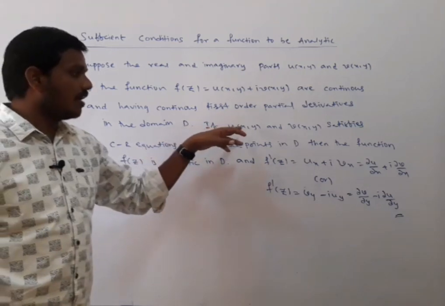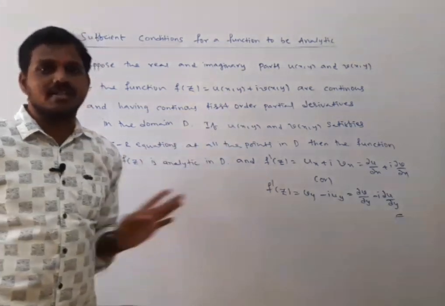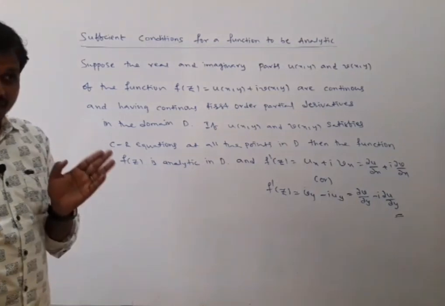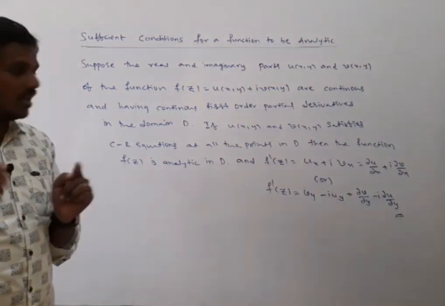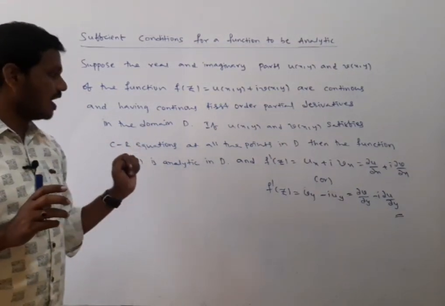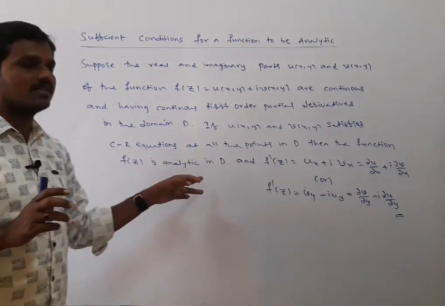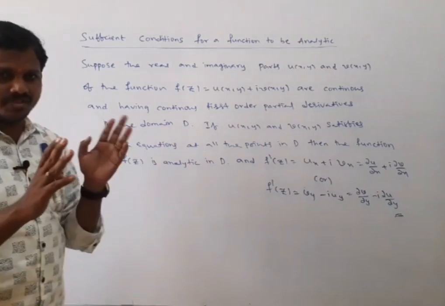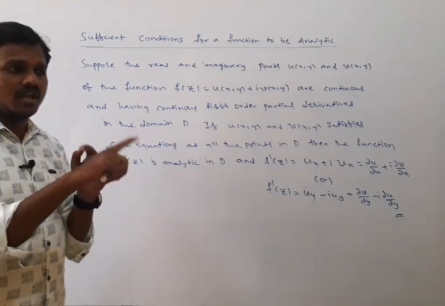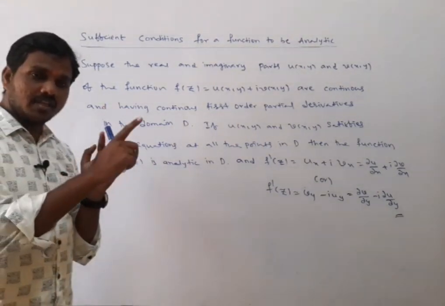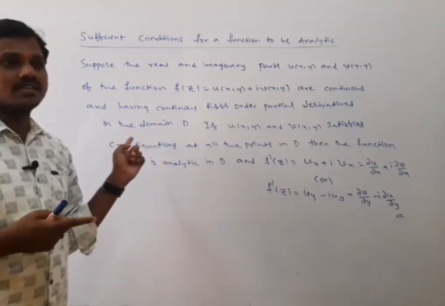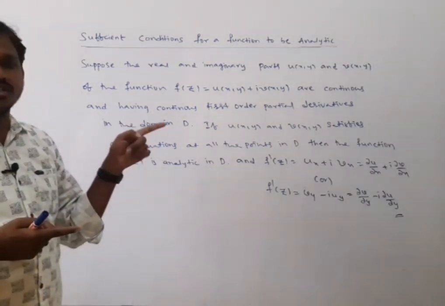If u of x comma y and v of x comma y have continuous first order partial derivatives in that domain and satisfy the CR equations at all the points in the region D, then the function f of z is analytic. Is the difference clear between the necessary condition for the function to be analytic and the sufficient condition for the function to be analytic?